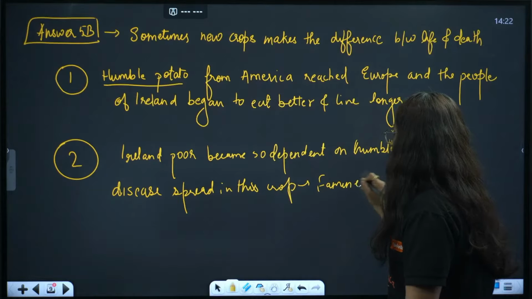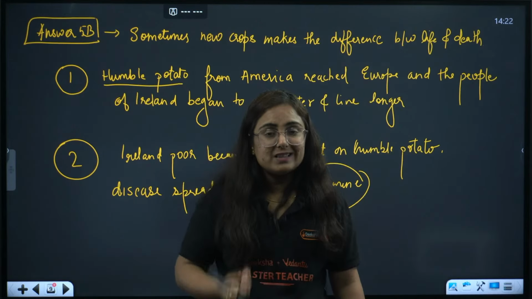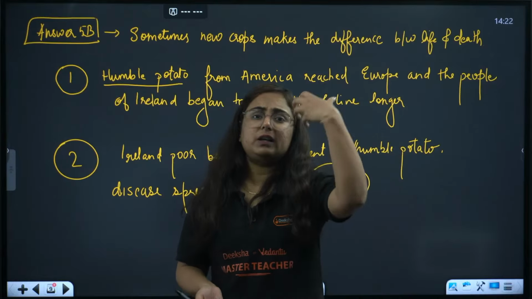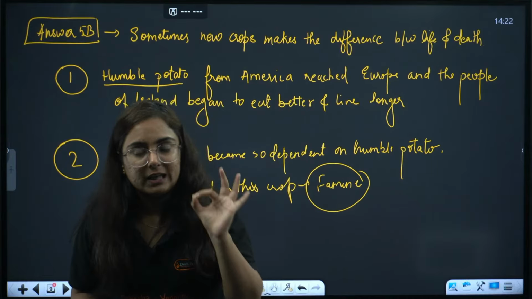People did not have anything to eat because they were dependent on this agriculture, on this crop, for their earning. This is how they were earning and eating. When disease spread, everything was affected. Their food was affected. Their earning was affected. Get it or not? This is how you need to frame your answer.